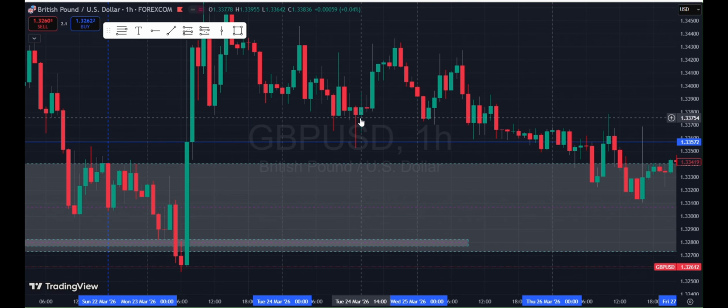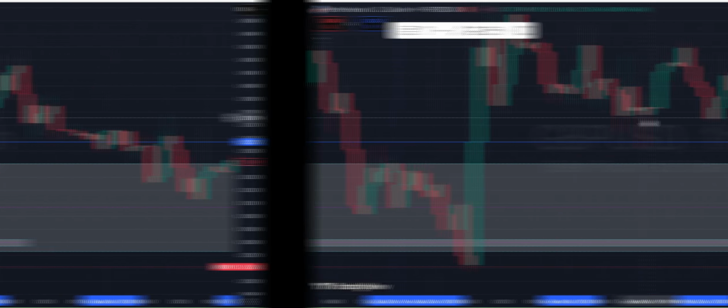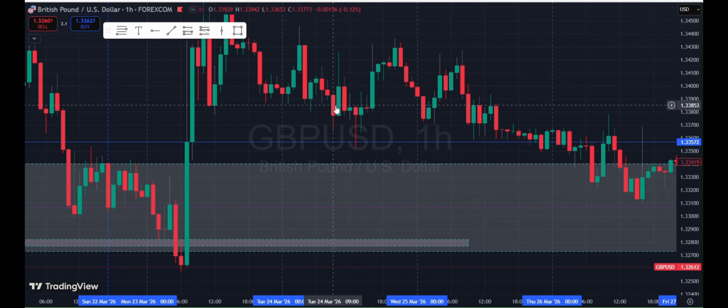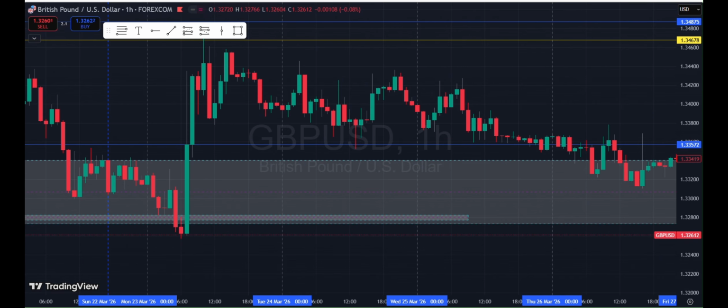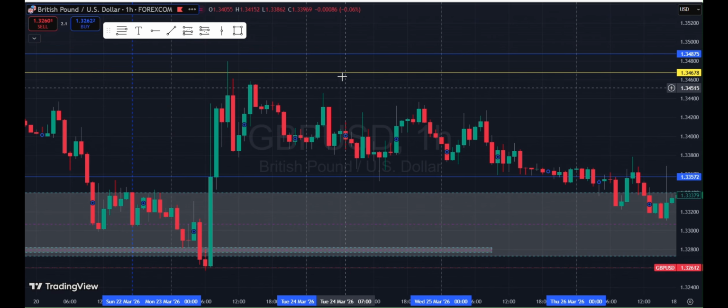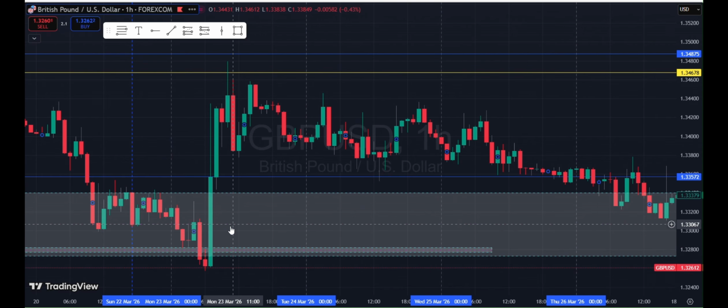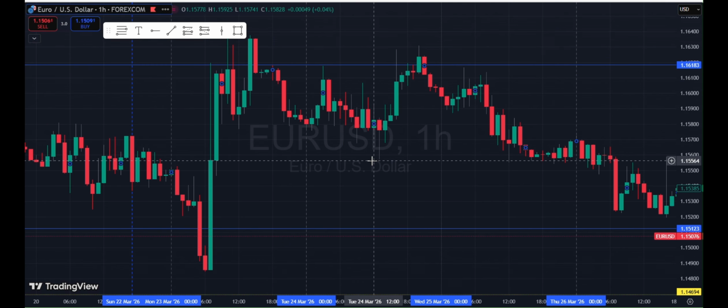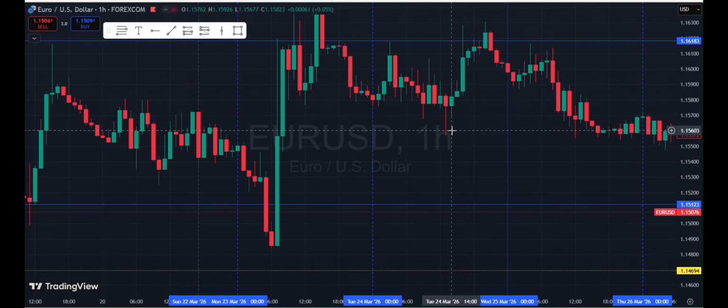So what next? We move to the next pair, which is Euro USD. On British Pound USD, we were able to achieve our targets, both up and down, even though we didn't continue more to the upside, but each zone that was mapped out was actually fulfilled. So we move to the Euro USD and see what happened.